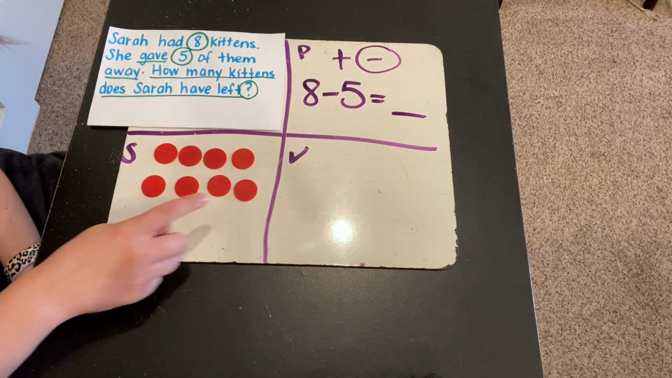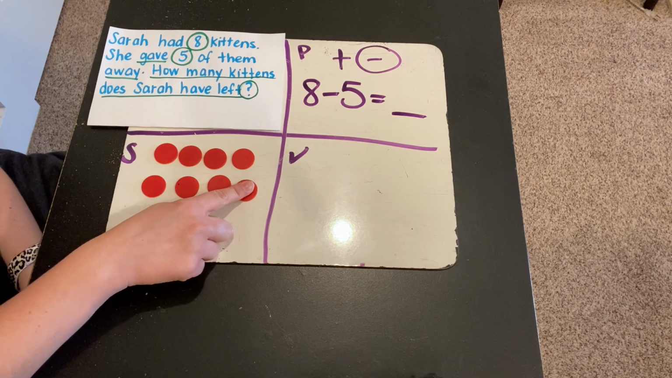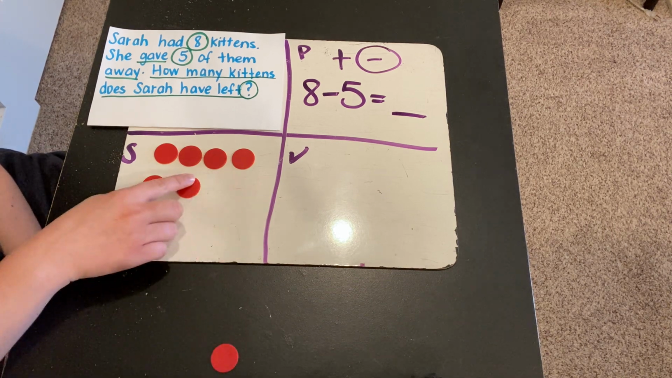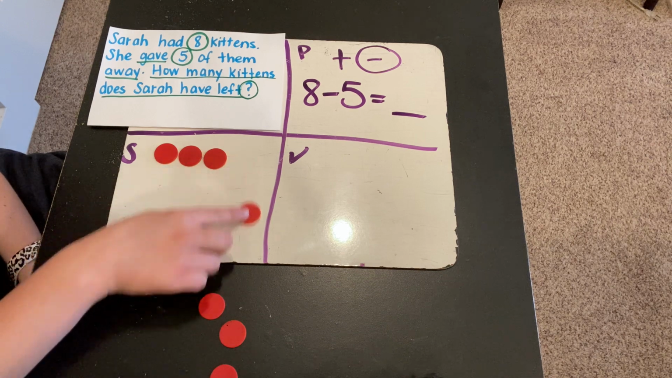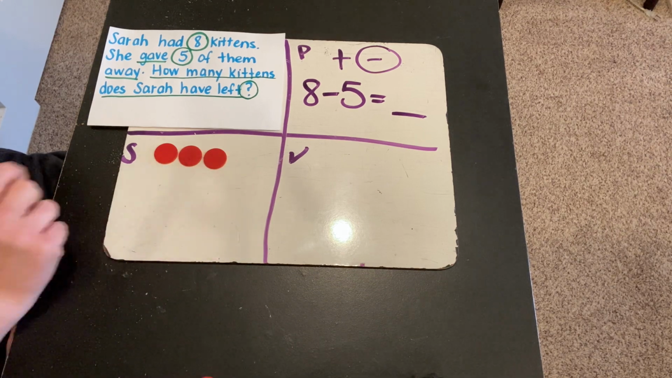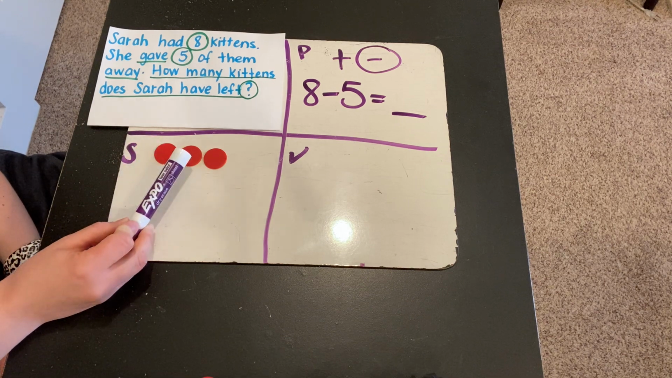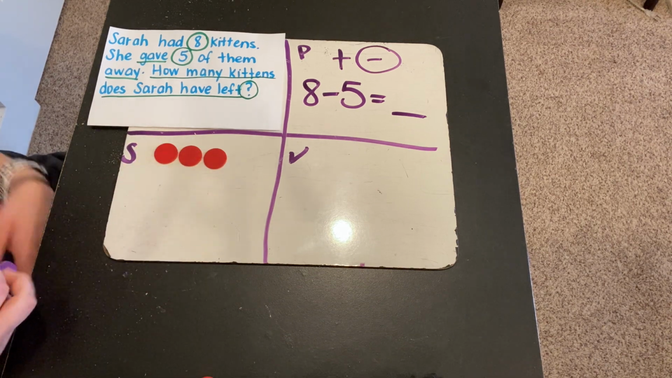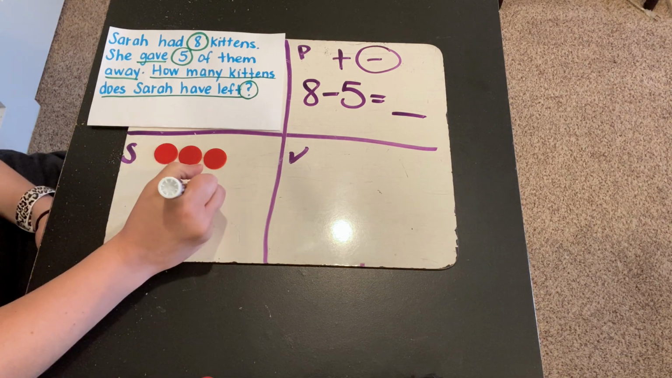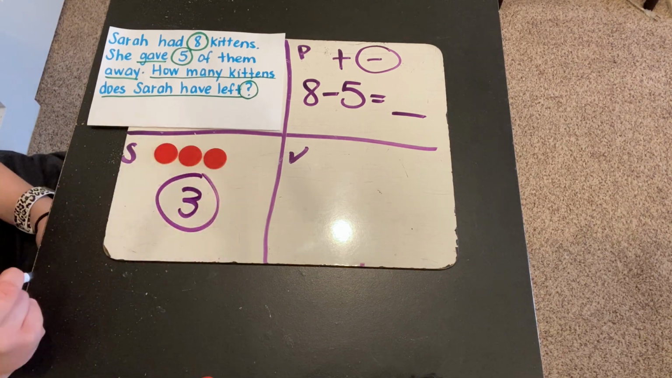Now she gave away 5 of them, so we need to take away 5. 1, 2, 3, 4, 5. How many kittens are left? Count those with me. Ready? 1, 2, 3. So how many does she have left? She has 3 kittens left.